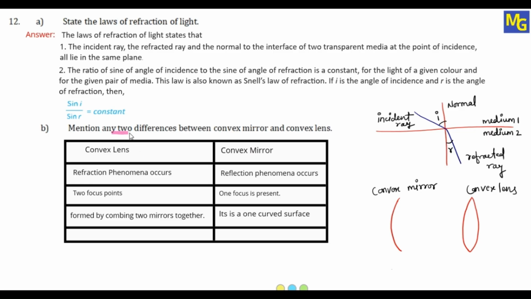They have asked two differences. If you know three, write down all three differences together. But at least you must write two differences. So this is question number 12. And here we have completed part A, that is physics.